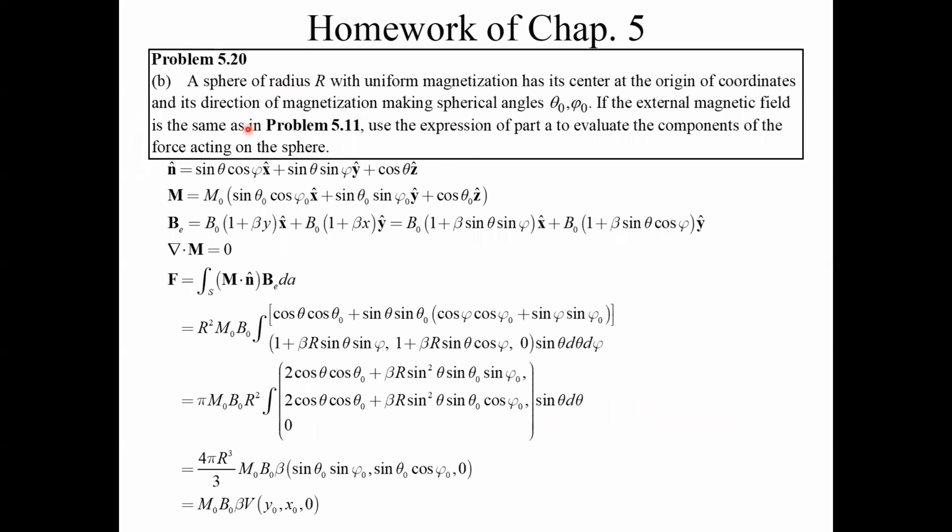And for part B, a sphere of radius r with uniform magnetization has its center at the origin of coordinates and its direction of magnetization making spherical angles. If the external magnetic field is the same as in problem 11, use the expression of part A to evaluate the components of the force acting on the sphere.